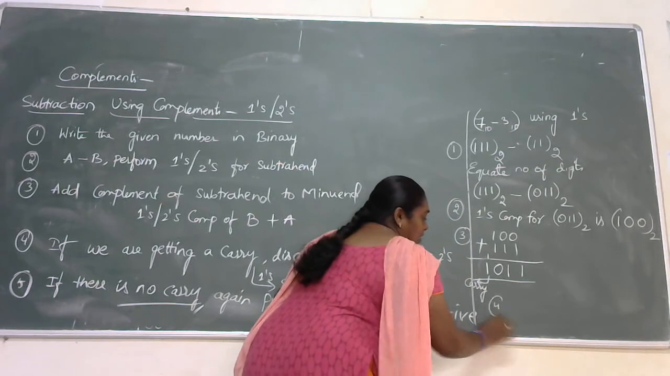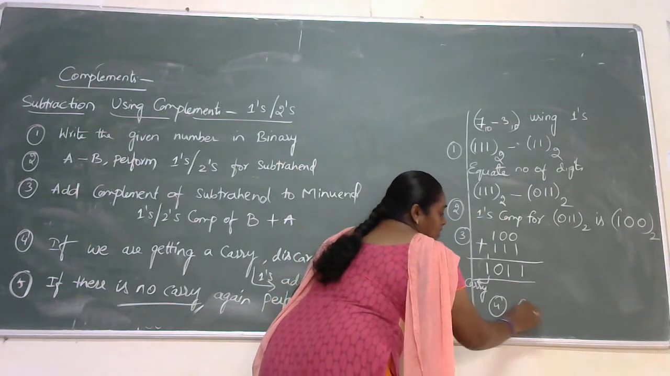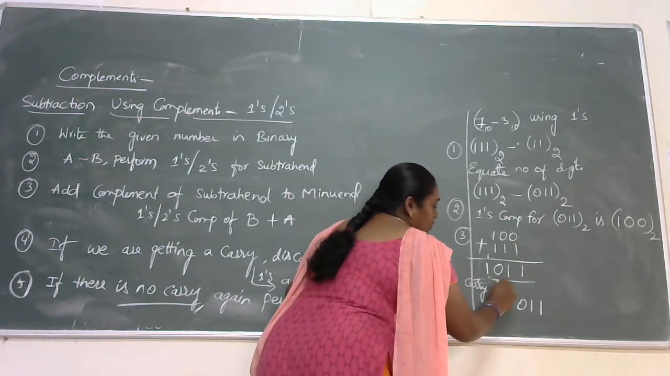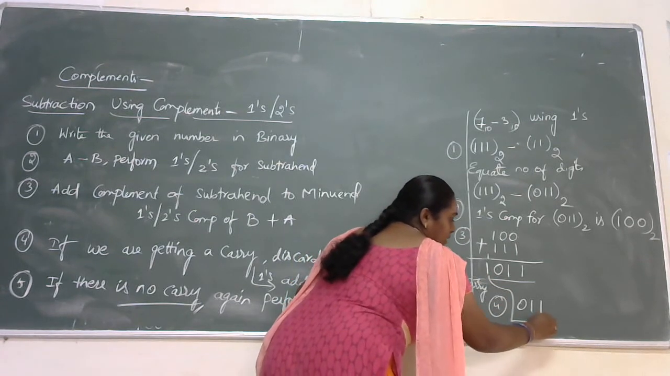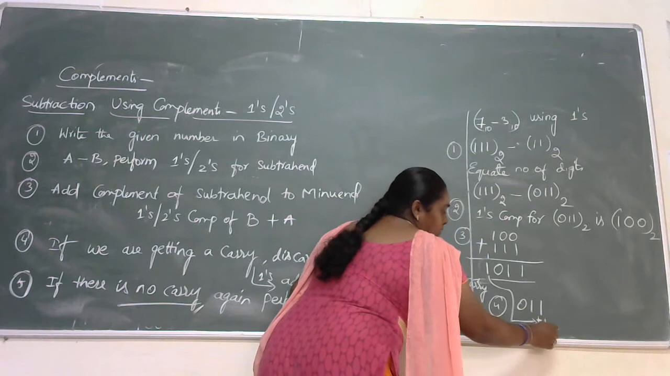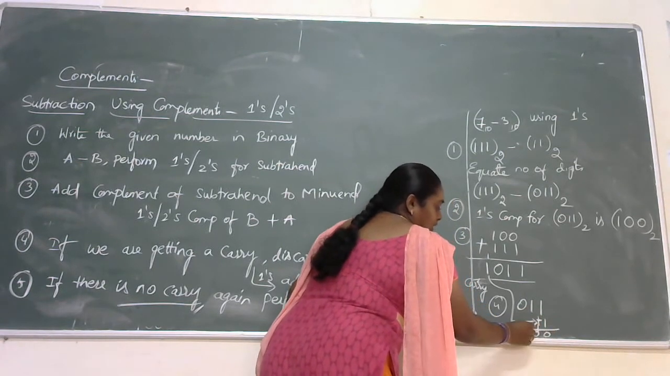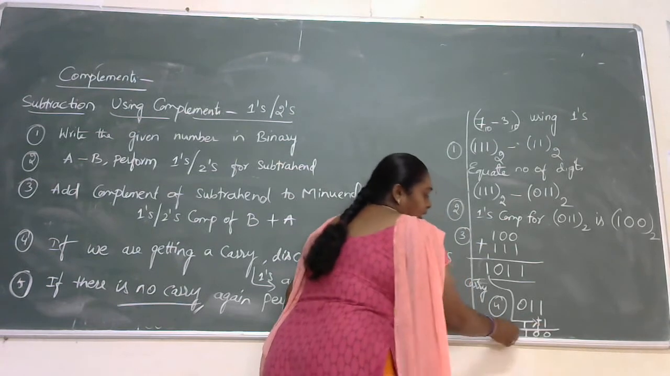So here the last step: the result is 011. This carry should be added to the LSB. So here this is the LSB. 1 plus 1 is 0 with the carry 1. 1 plus 1 is 0 with the carry 1. So the result is 100.